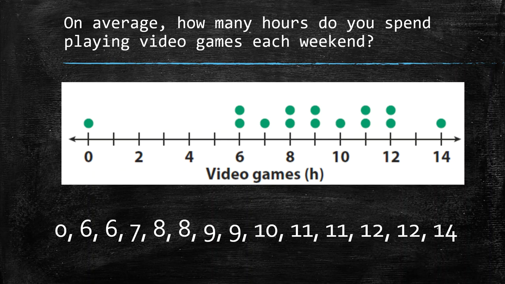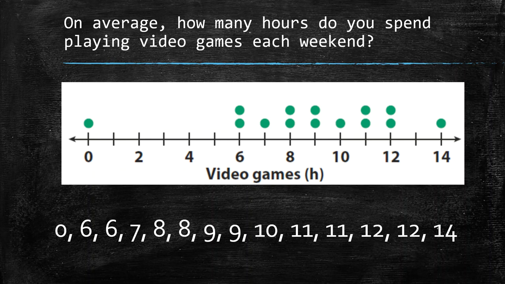From those points on our dot plot, we can actually make a list of all of the original data. So one of the strengths, one of the best things about dot plots is that on a dot plot, we see all the original data. So we know what every individual answer was. We had a 0 and 2 people with 6 hours of video gaming and one with 7 hours and a couple with 8s. And we can write out this list of all of our original data.